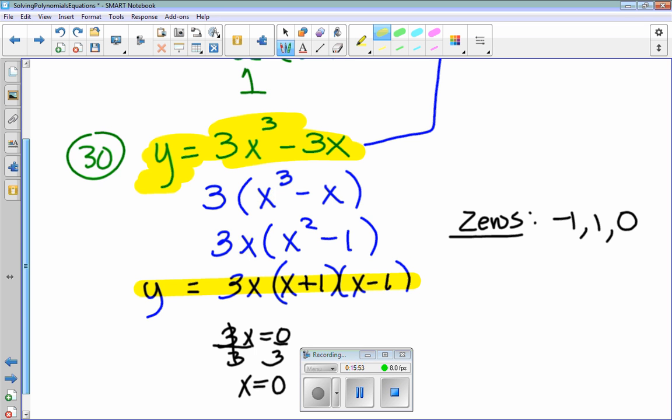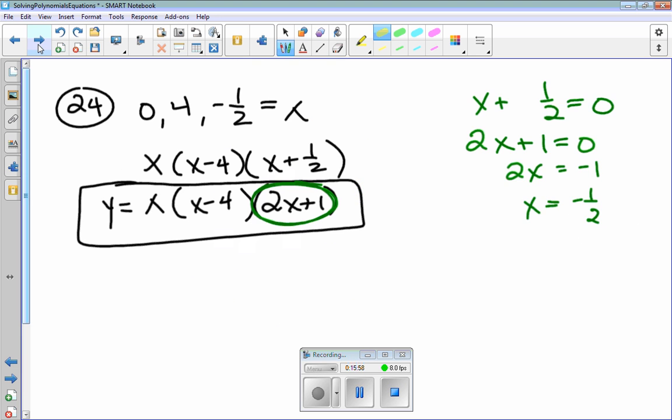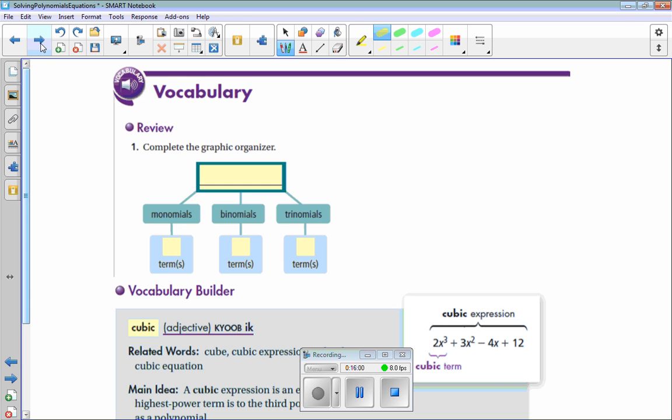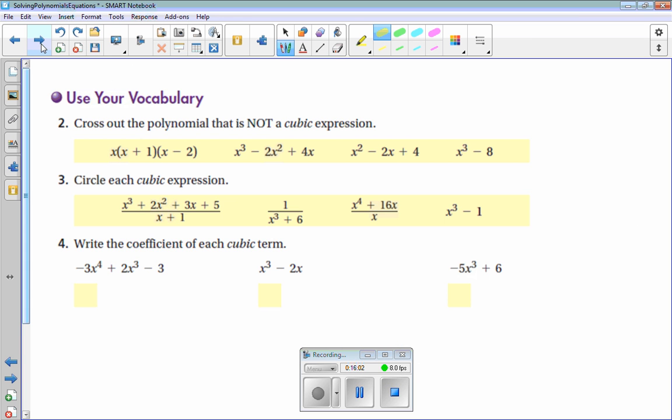So I'd like us to practice factoring some more today. And the factoring methods are going to be a little bit more complicated than what you're used to seeing. So let's refresh our memory just for a minute. You don't have to write this part down. But let's just see what we remember.